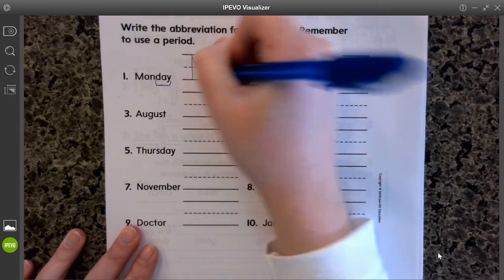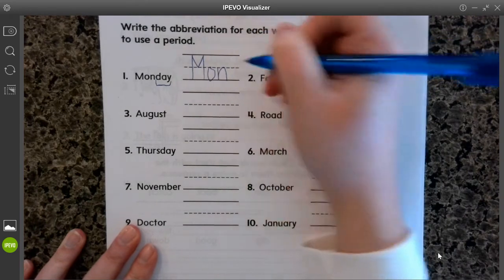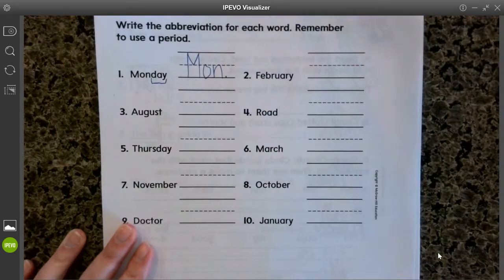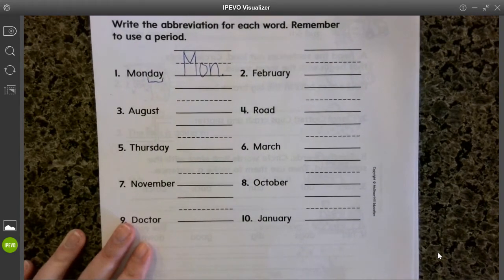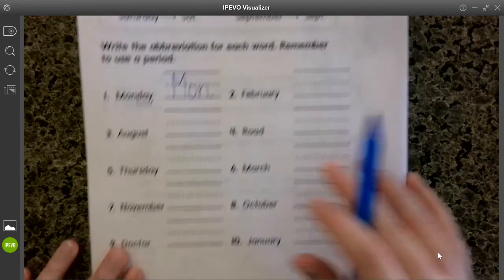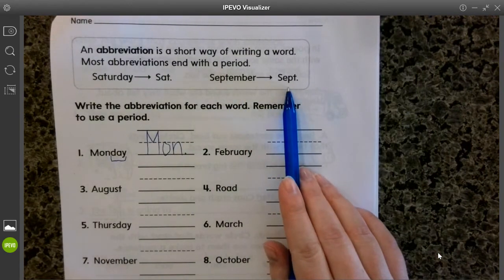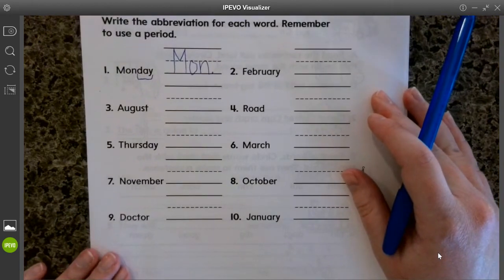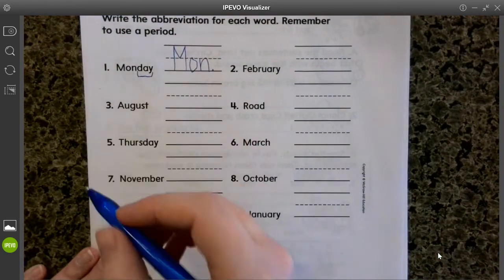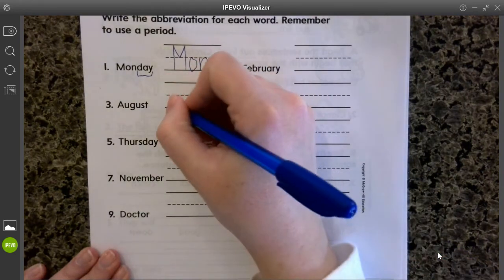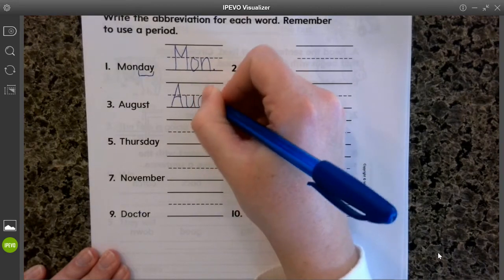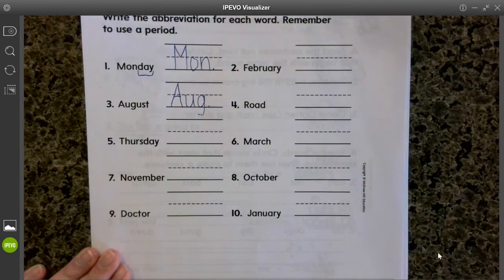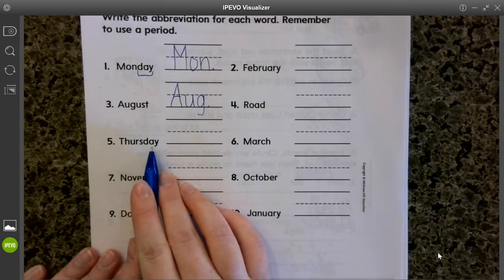M-O-N, and put our period. Okay. For months, we often keep the first 3 letters. There are some exceptions, again, like the word September kept 4 letters. But for the most part, we use 3 letters, but just the first 3. So in August, we're going to use A, U, G, period. Okay, Thursday. What do you think we're going to keep on Thursday?